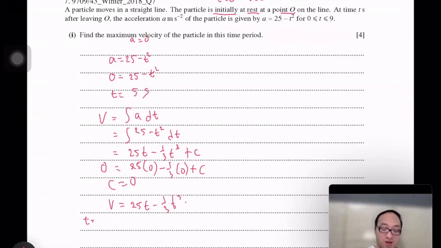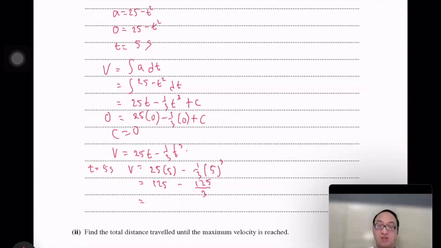Now we can replace t with 5 seconds. So v equals 25 times 5 minus 1 over 3 times 5 cubed. So it's 125 minus 125 over 3, which equals 250 over 3 meters per second. So this is the maximum speed.